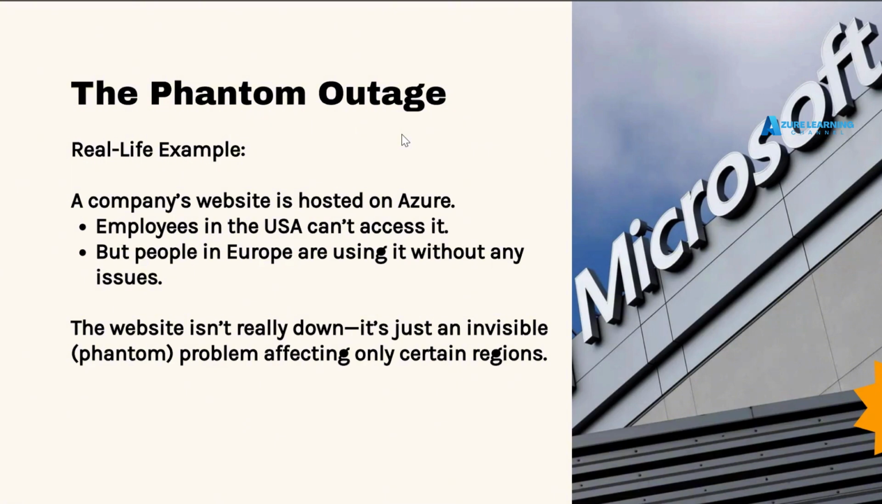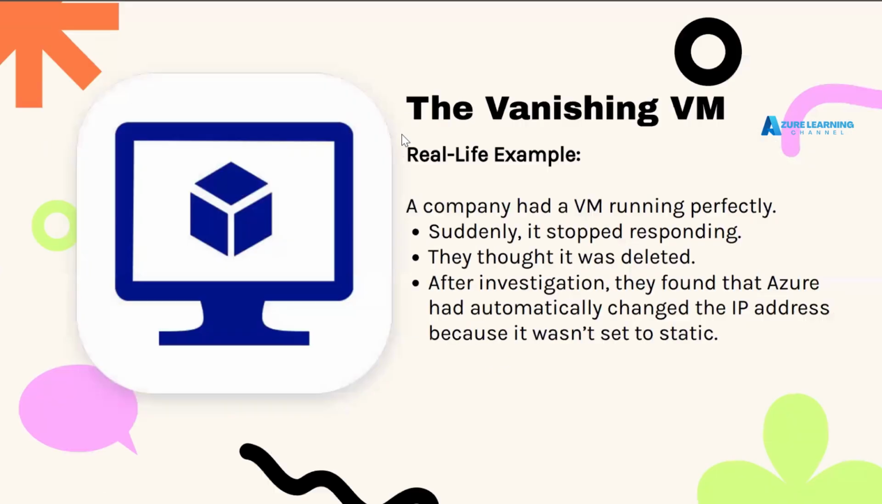So why does this happen? This can happen because of regional issues due to network glitches, and in some cases it can happen because of DNS delays. So this was the case, and then Vanishing VM.